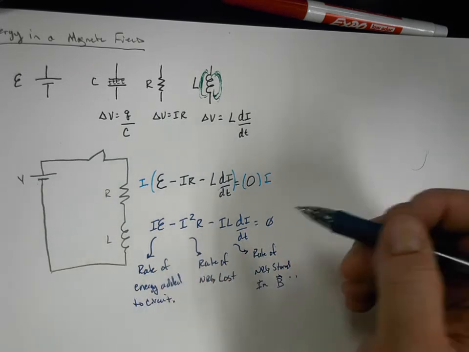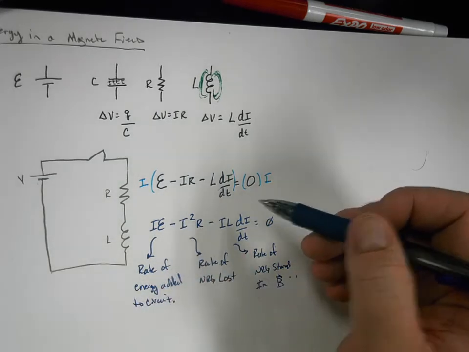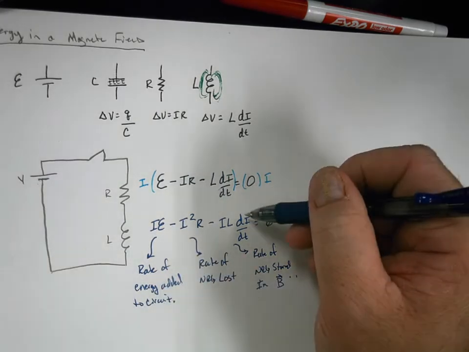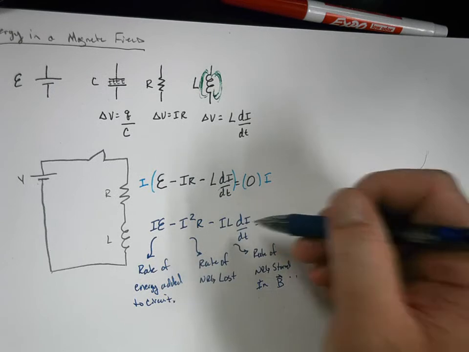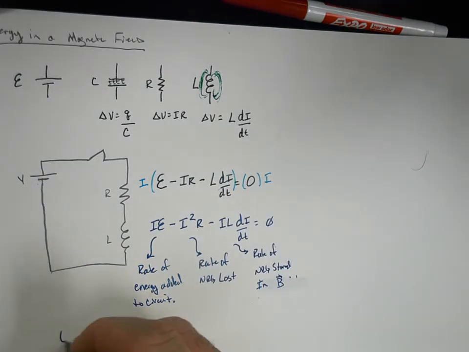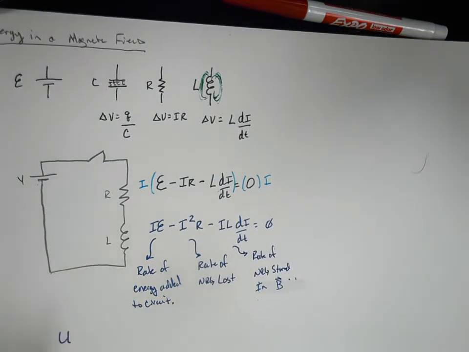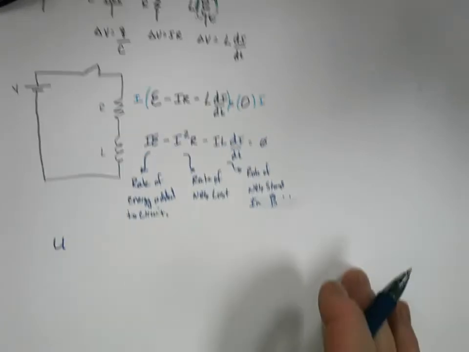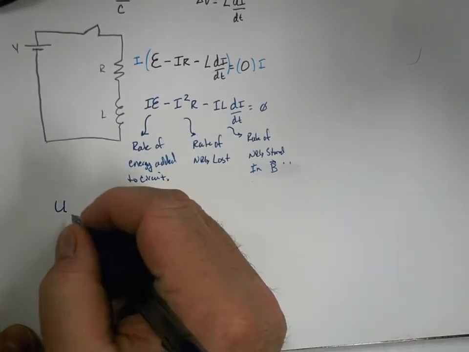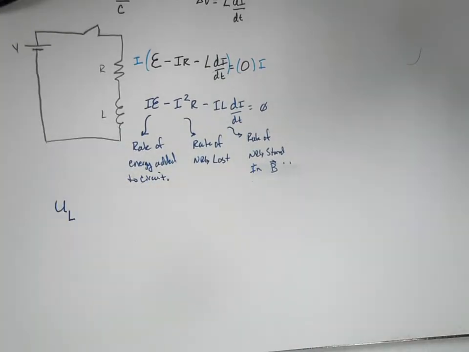Well, we're going to call this term the potential energy. That's what it is. If we're turning all this energy into potential energy here in this loop, we're going to call this the potential energy stored in the inductor, the U sub L.